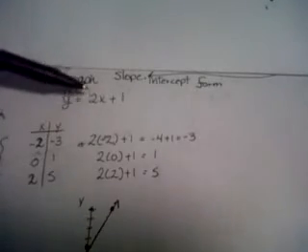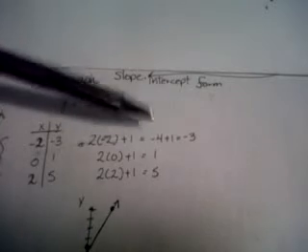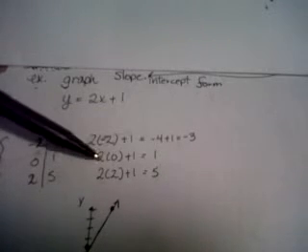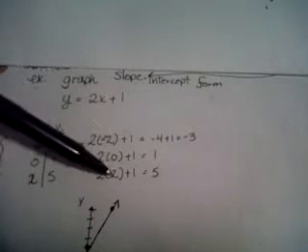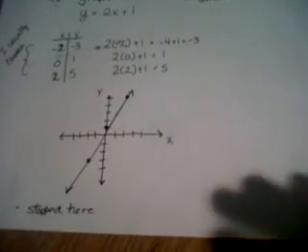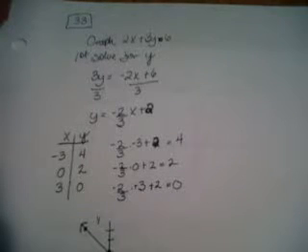So here I'm going to substitute in a negative 2 for my x. So 2 times negative 2 plus 1, that gives me negative 4 plus 1. That gave me a negative 3. So when x was negative 2, y is a negative 3. I'm going to plug in 0 for x. So 2 times 0 plus 1 equals 1. There's another point. I'm going to plug in a 2 for x. Plugged in 2 times 2 gave me 4 plus 1. That gave me 5. So I now have 3 points. I plot those 3 points on my graph. I connect those points, and there I am.